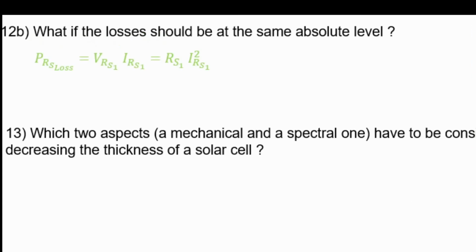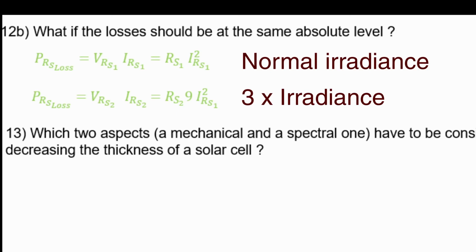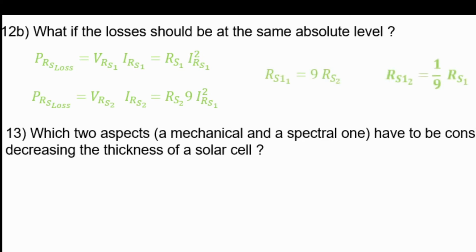This is the formula for the situation before, as we saw already. So you have RS1 times I squared, what goes through it. And for the case with this situation, we have 3 times the current squared, which means 9. If you put this together, then you have this formula. So RS2, the new contact resistance, could be only a ninth of the original series resistance of the contact.